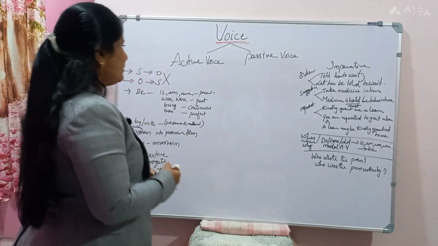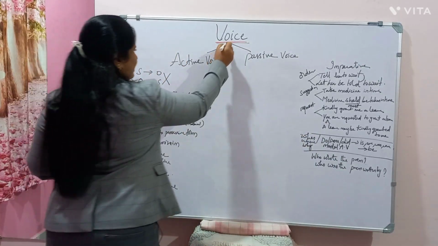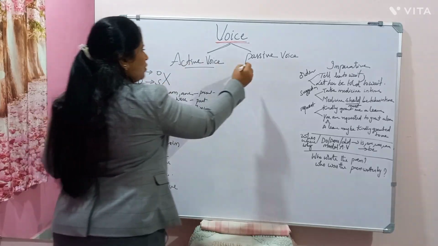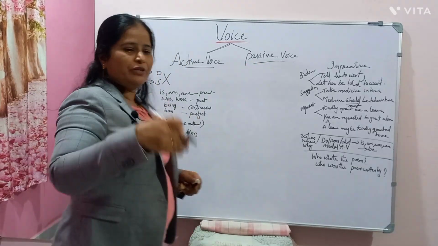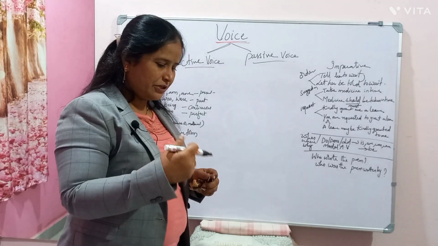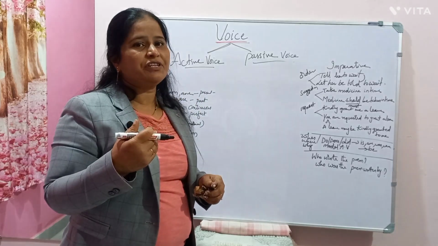And let's get into the topic. So, voice I told. When the doer is important, then we use the active voice. When the doer is not important, when the action is affected.